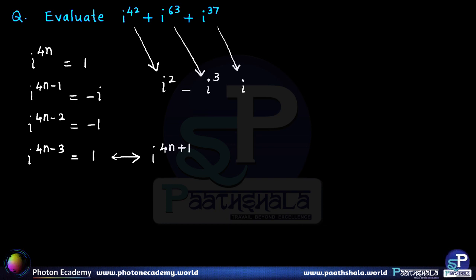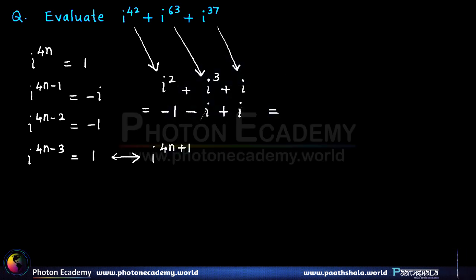Now we know that i square is minus 1, i cube is minus i, and we have plus i. So i gets cancelled and we have minus 1 as the answer. Now let's see the next question.